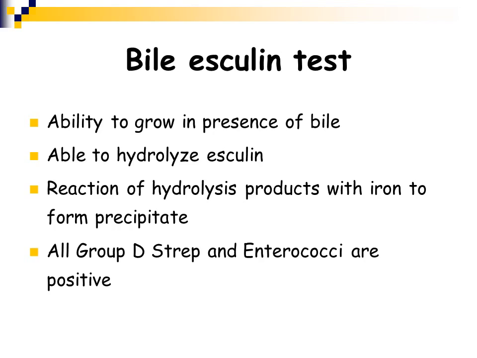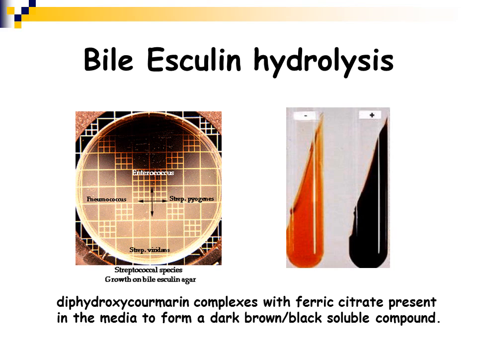We already talked about the bile esculin hydrolysis test. So you have media that will contain the dihydroxycoumarin complex, and if your organism can hydrolyze bile esculin, you're going to get a dark black color in the media. On the right-hand side, you see that dark brownish black color is positive, and on the left is an uninoculated negative. So you could see the difference in the color reaction.